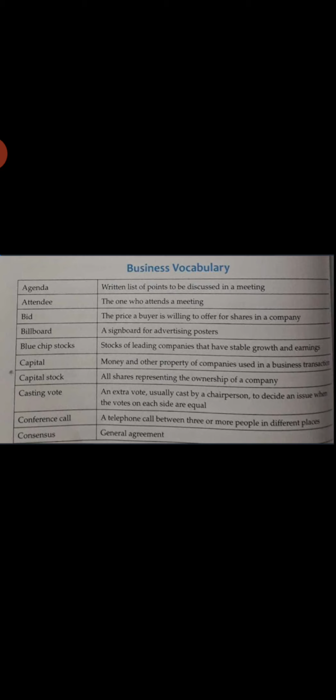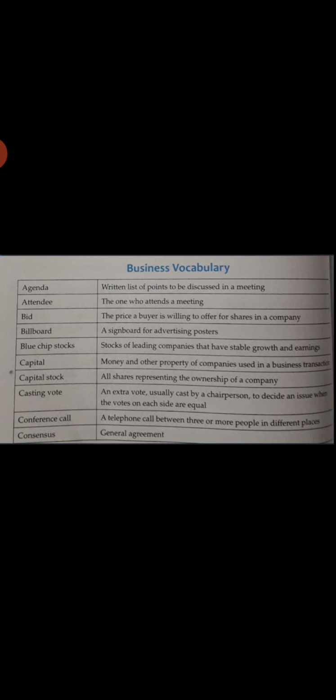It may be a meeting in a company like the great MNC companies like Google, or a small office, or in a college, where someone is conducting the meeting. For example, the principal will be conducting the meeting and a faculty will be writing the list of points to be discussed in the meeting. This is called an agenda. Then attendee. An attendee is the one who attends a meeting. There are so many attendees in the meeting. Those who attend the meeting are called attendees.